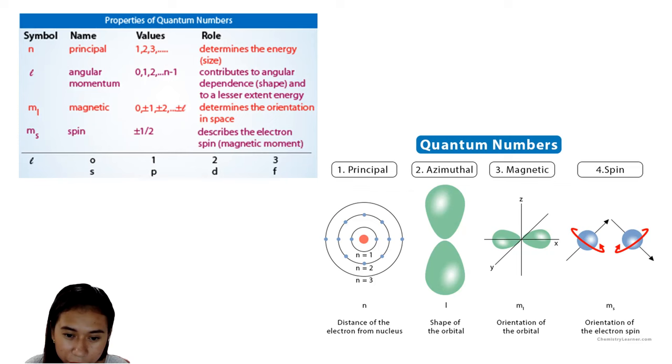Then, the magnetic one is the orientation of the orbital. And the spin, it's either positive 1/2 or negative 1/2. That is referring to the orientation of the electron spin. Just memorize this one. Principal, distance of electron from the nucleus. Azimuthal, shape of the orbital. Magnetic, orientation of the orbital. Dyan sa x, either x, y, and z, no, yung orientation niya. And then the spin is the orientation of the electron spin. Alright? So those are the four quantum numbers.